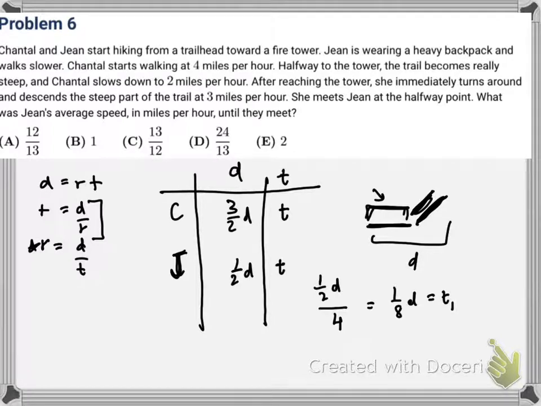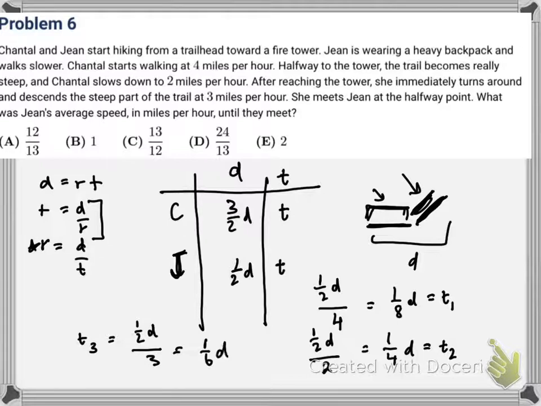All right, she covered the next 1/2 D, this upward segment, at a rate of 2 miles per hour, because remember, she slowed down. So her time is going to be 1/4 D. That's her second time for that segment. And now, finally, her third time is going to be coming back down, which is 1/2 D divided by 3, because remember, she's speeding up again. And there we go, that's 1/6 D.